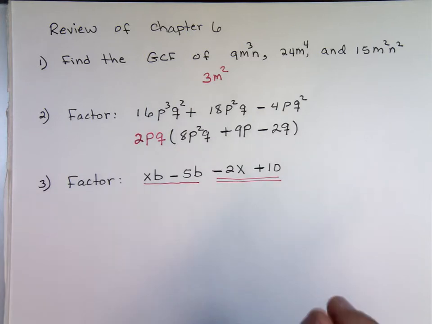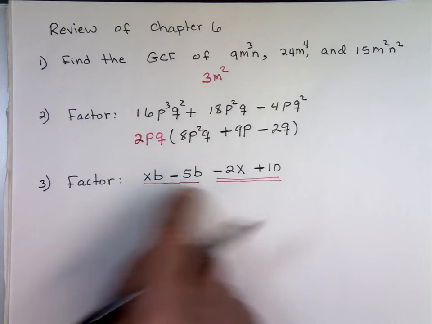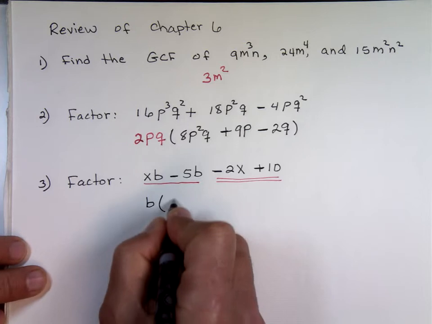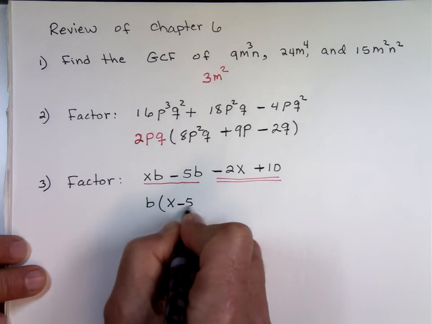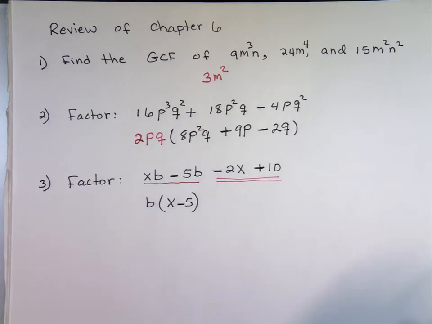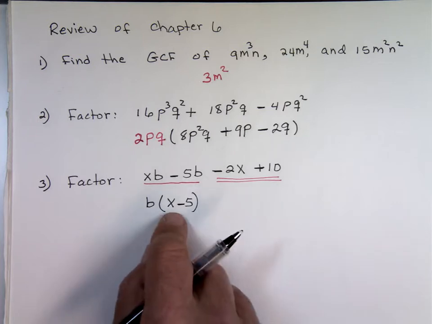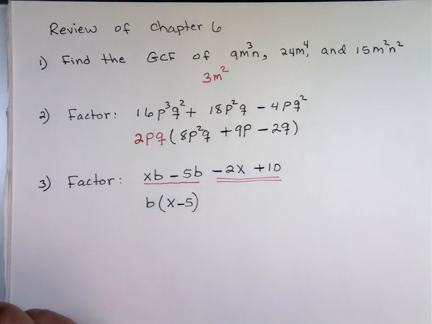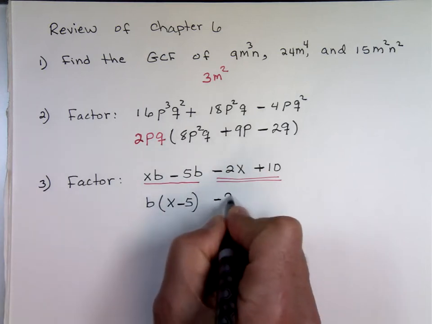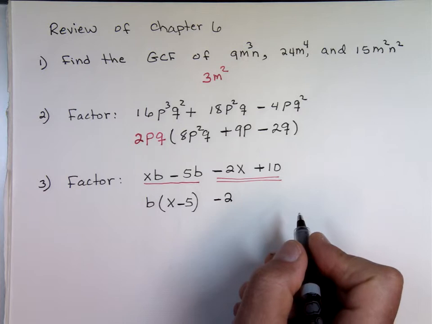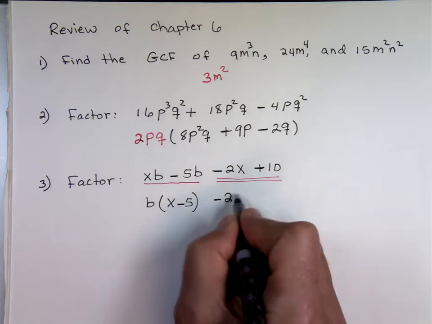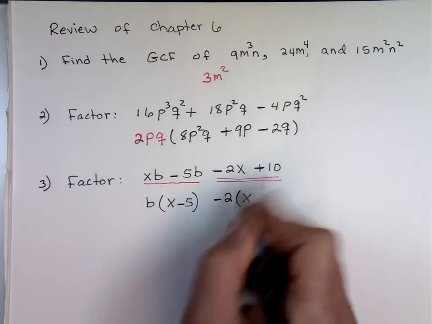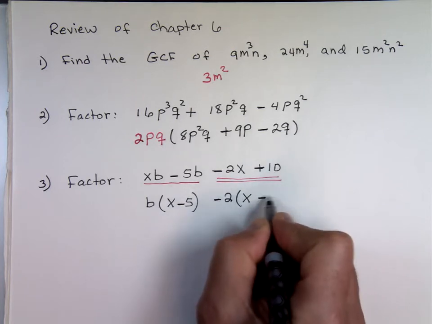Let's look at the first group. What do they have in common? The b. If you take the b out, what's left? x minus the 5. Now, if I have x minus 5, I want to have x minus 5 here. Let me look at this second group. I can take out a negative 2. If I take a negative 2 out, what's left here? x. What's 10 divided by negative 2? That's a negative 5.